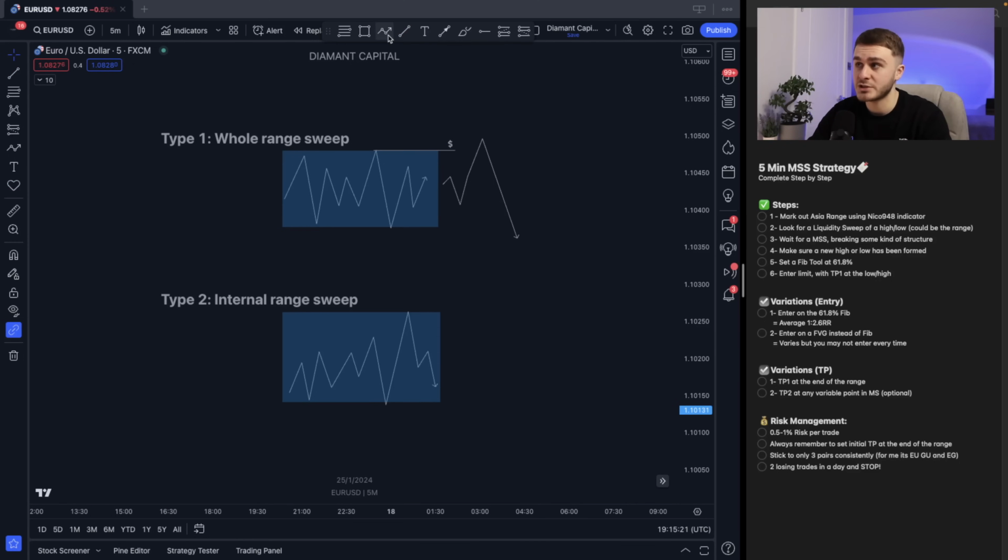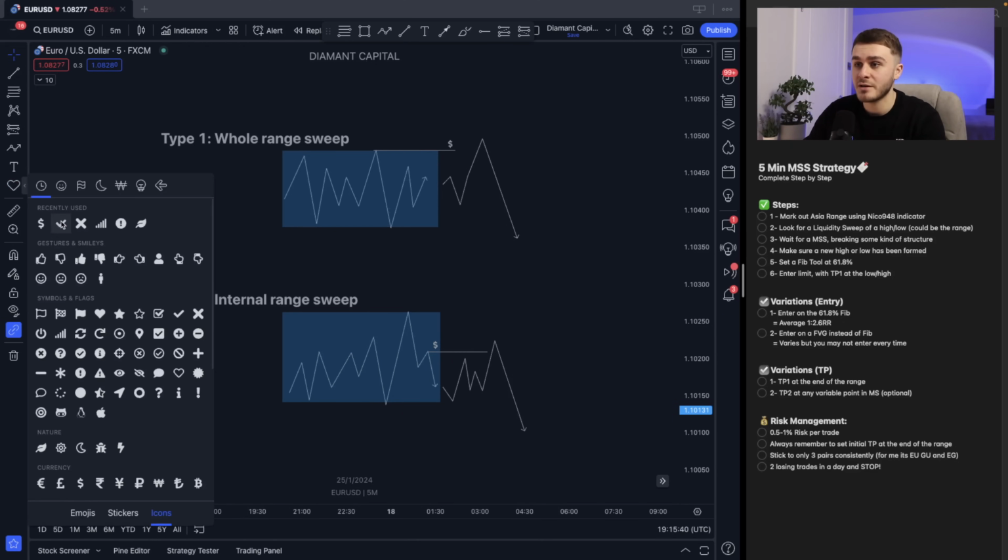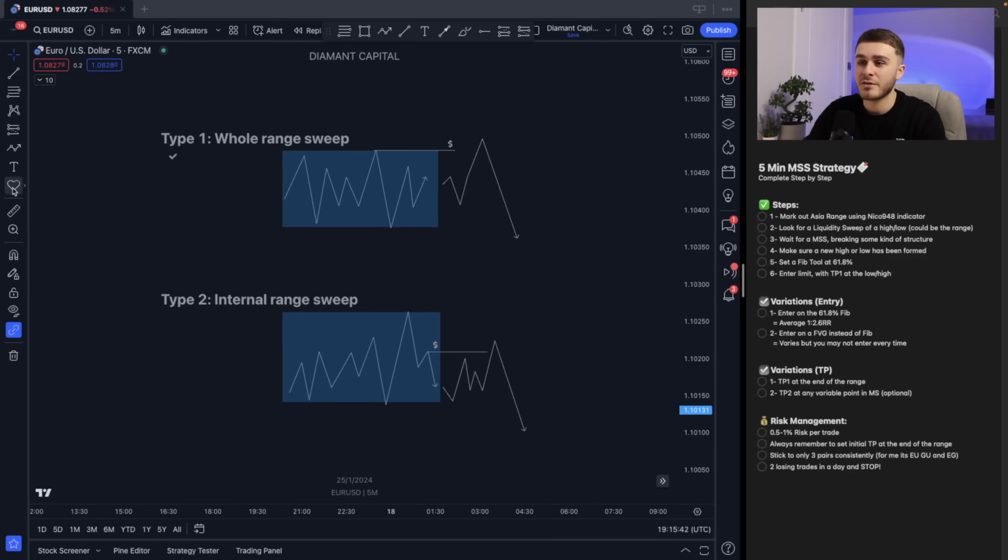Now, there's another type as well, which is something like this. So say, for example, price is kind of pushing down, and then eventually it has an internal range sweep and it continues downwards. As you can see over here, for example, there is resting liquidity above this secondary high. Generally, what I would say is the most effective is going to be this one right here.